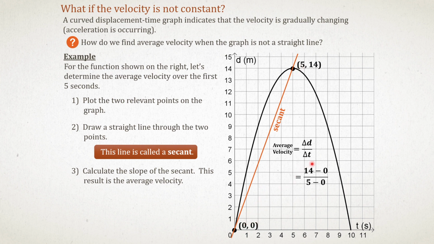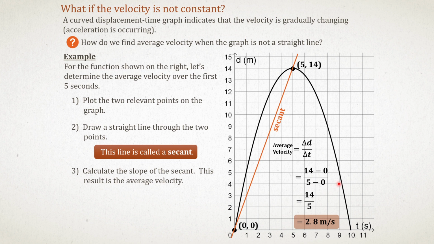If you look at it that way, this should make perfect sense. 14 minus 0, that's your second y value minus your first y value, divided by 5 minus 0, which is your second x value minus your first x value. That gives us 14 divided by 5, which is 2.8 meters per second. That is the average velocity.